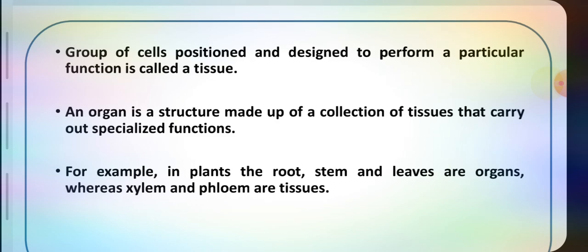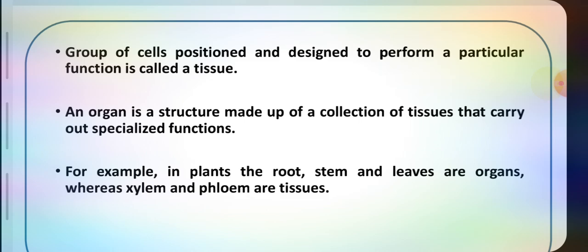Then what is an organ? A collection of tissues: parenchyma, collenchyma, sclerenchyma, xylem, phloem. All these tissues together form a structure, and that structure is called an organ. An organ is a structure made up of a collection of tissues that carry out specialized functions. Even organs carry out specialized functions.